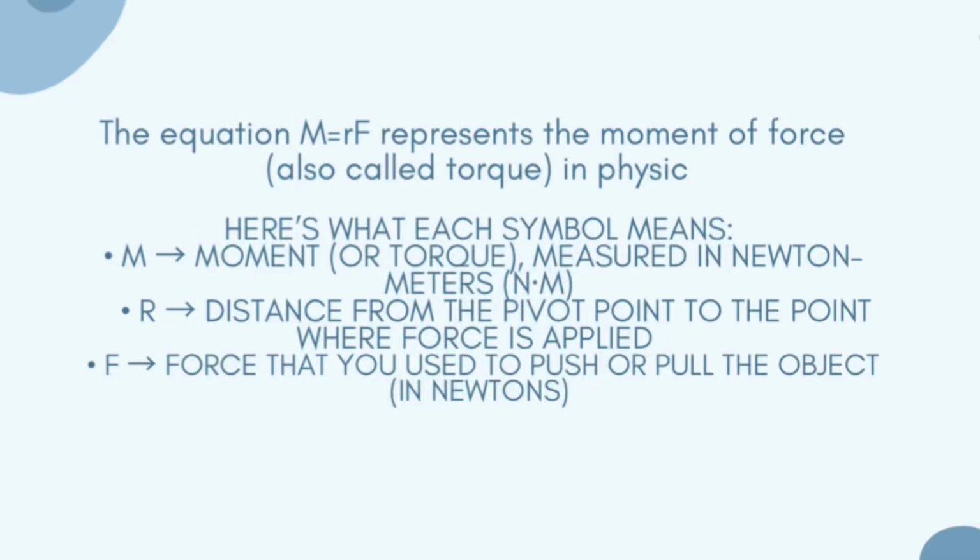Let me show you. So as I've said before, M equals F R. But what exactly is F and R? F is basically force, the force that you use to push or pull the object. Meanwhile, R is distance, which is basically this distance from the pivot point to the point where the force is applied. Changing the magnitude of both of these will give you different results for moment.